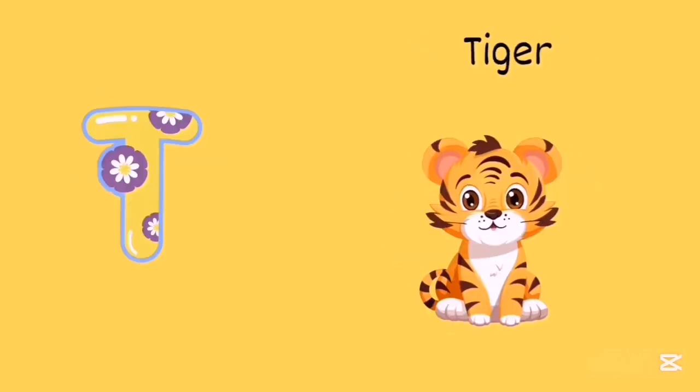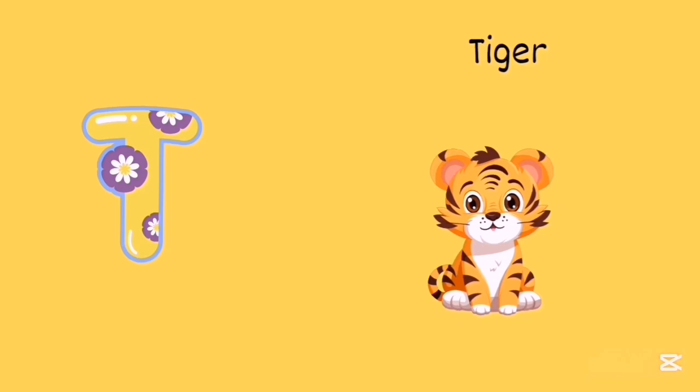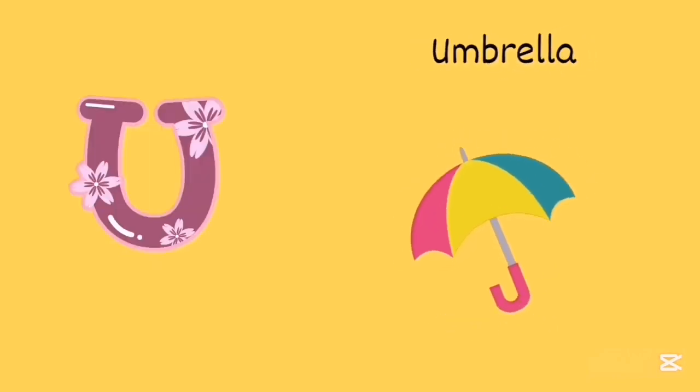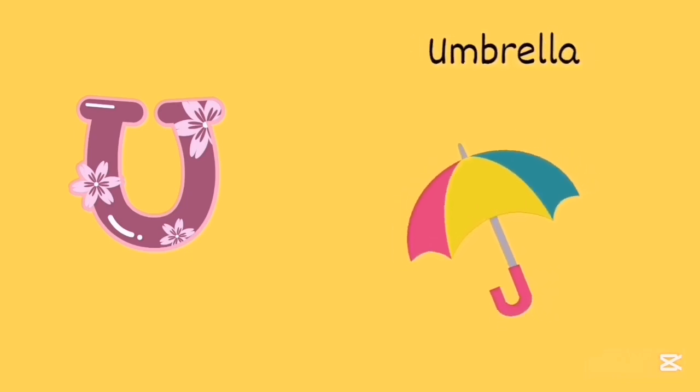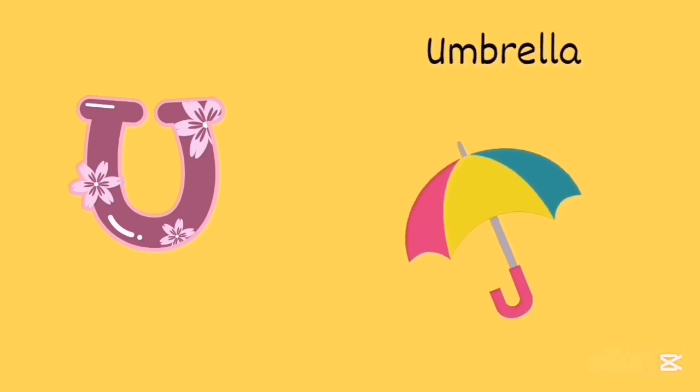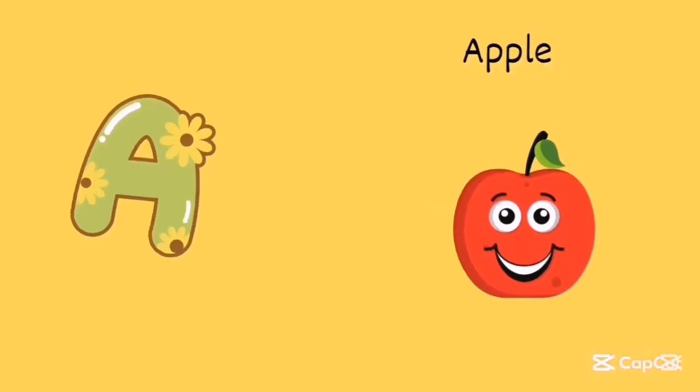Tiger. T, tiger. U is for umbrella. Umbrella. U, umbrella. A is for apple.